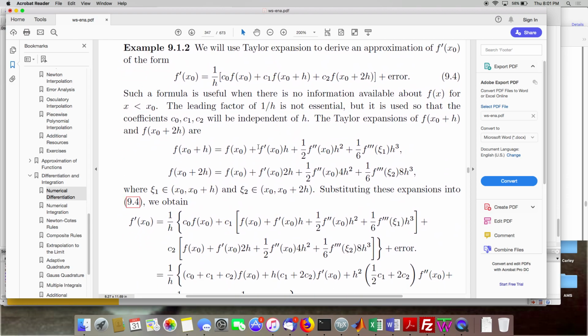Whereas in the example there were 2 Taylor expansions, now you'll have 4.